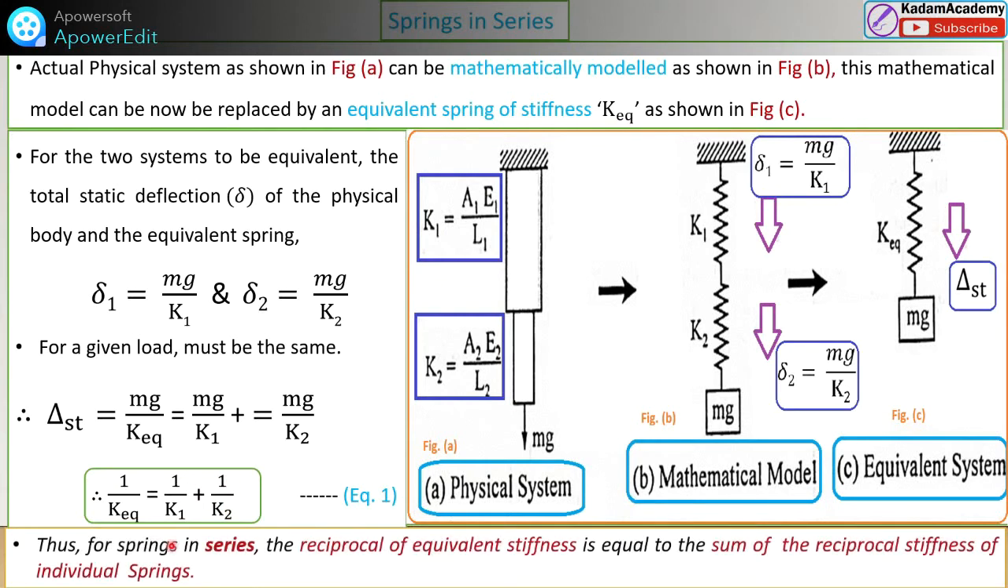So friend, thus for springs in series, the reciprocal of the equivalent stiffness K equivalent is equal to the sum of the reciprocals of the stiffness of the individual springs, 1 by K1 plus 1 by K2. If a number of springs are in series, then we can add them directly and solve that equation by putting in the values. We can calculate the K equivalent. Friend, this is the springs in series.